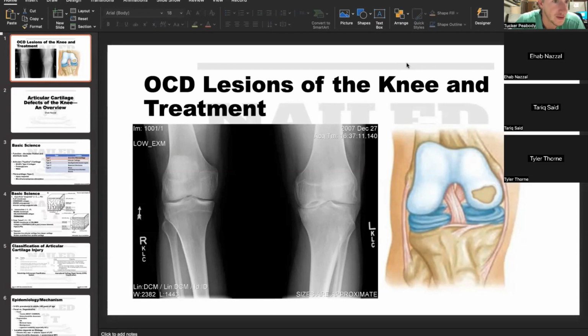The topic today is OCD lesions of the knees and treatment and the current evidence in the literature. So we're going to start off by doing a little bit of background information for articular cartilage defects, specifically in the knee, so you guys have a better understanding of what it is and the different treatment modalities. So Ehab's going to start us off with that.